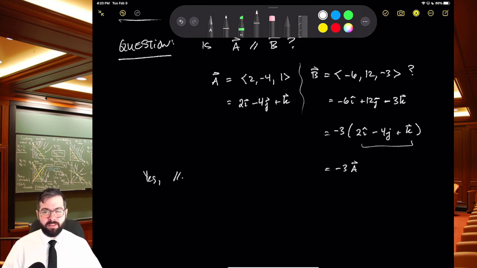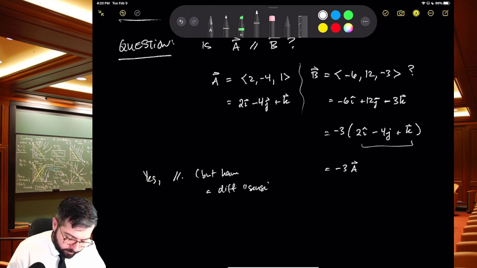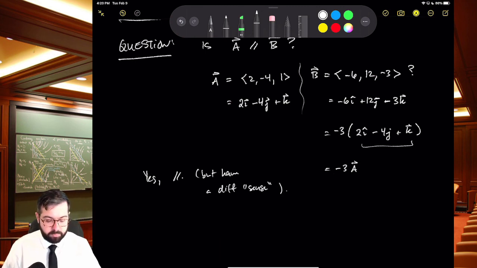But this is the kind of place where they have a different sense. So if you can show that one is a linear multiple of the other, then you know that they're parallel. Okay, so that's nice to know.